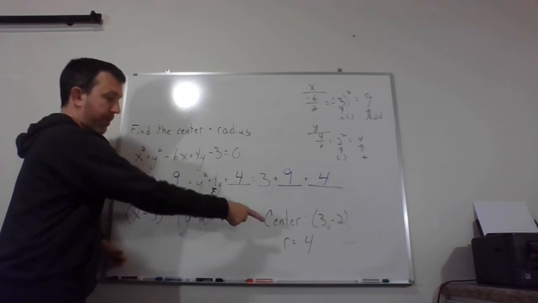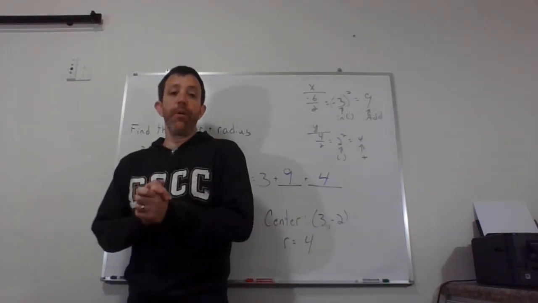And then the radius is the square root of 16, which is 4. So there you go. That's circles.